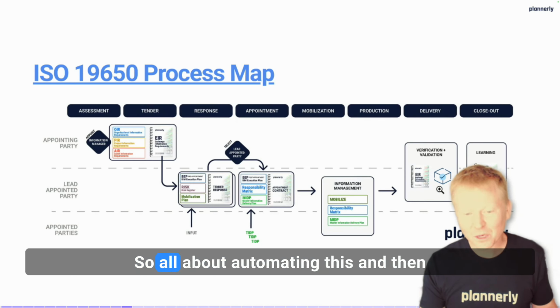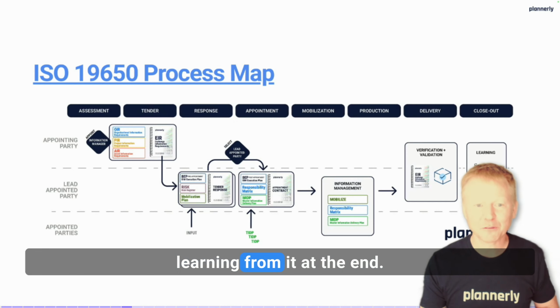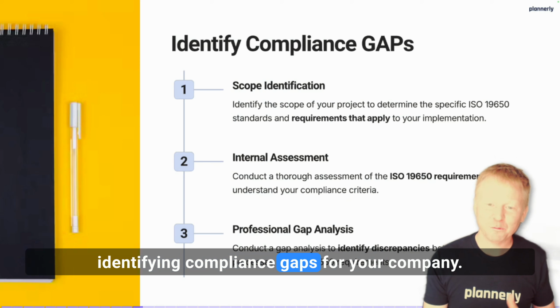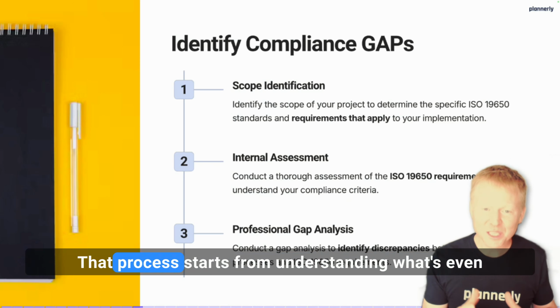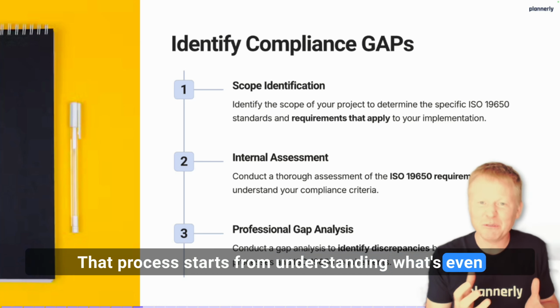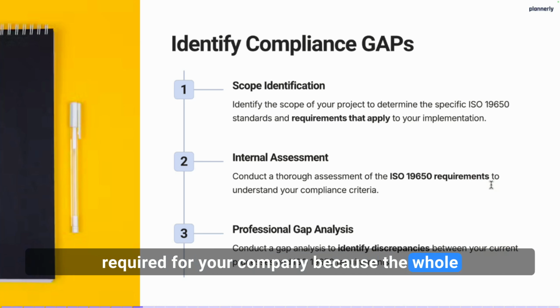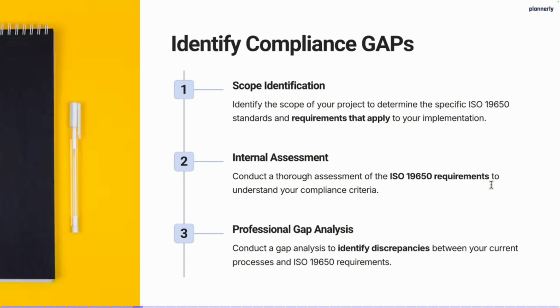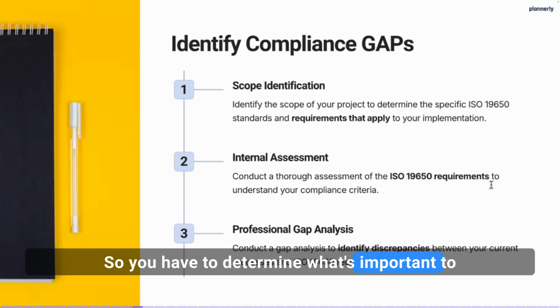So it's all about automating this and then learning from it at the end. The first step is about identifying compliance gaps for your company. That process starts from understanding what's even required for your company, because the whole ISO 19650 workflow is actually applicable to many teams in that set of stages that we looked at. So you have to determine what's important to you, what requirements apply to your company.